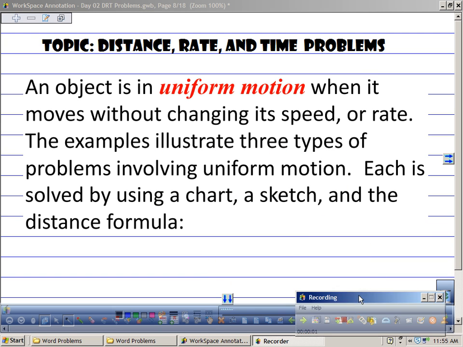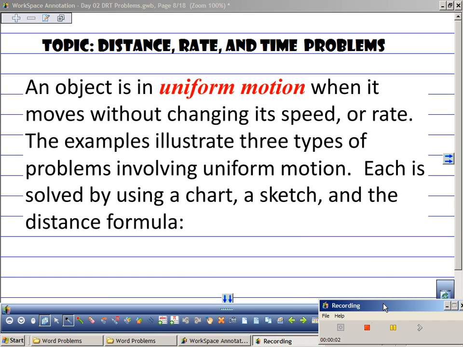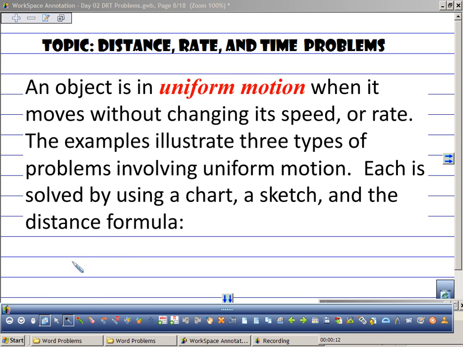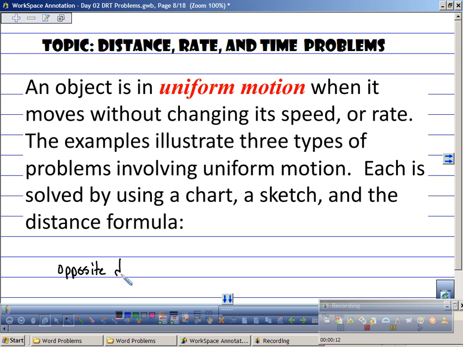So let's begin our talk on distance, rate, and time problems. Okay, so uniform motions. Go ahead and just write this on the top of your notes. We're going to be talking about 3 different types of problems: when you're going in opposite directions, the same direction, and round trip.